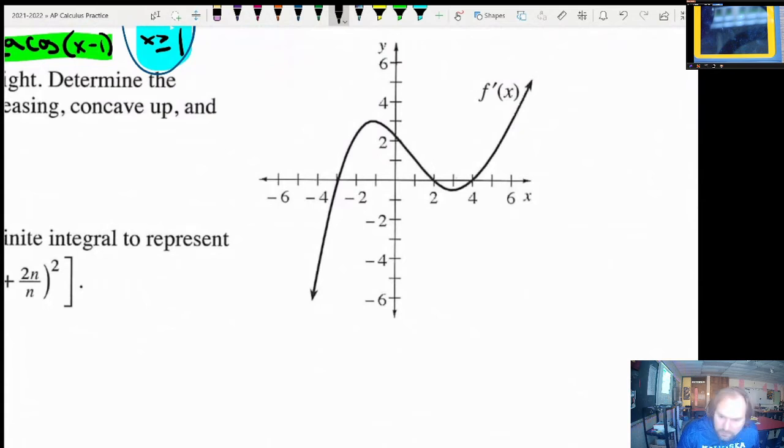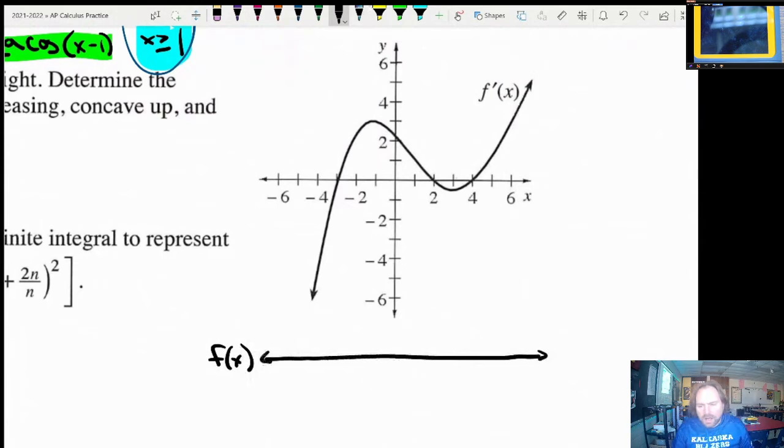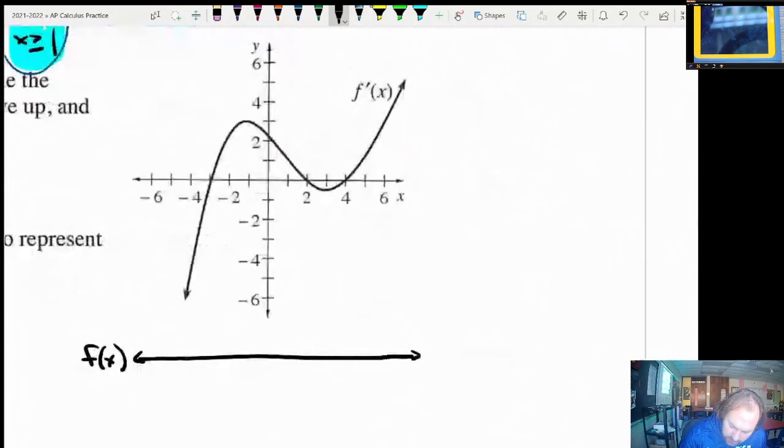So the first thing we care about is increasing or decreasing. So let's think about f of x. I'm going to put f of x here, and draw a number line parallel to the x-axis right there. Let's make a little chart over here because this is worth reviewing. Increasing means that f prime of x is positive, and decreasing means that f prime of x is negative.